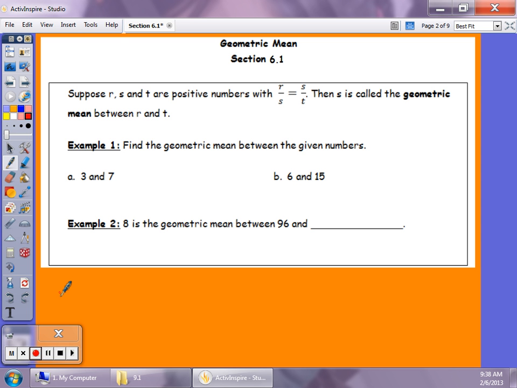So remember, from the proportion, r and t are going to be represented by 3 and 7. So we are trying to find s in this proportion, which is the geometric mean. So when we set up our proportion, we're going to take 3 over s and set that equal to s over 7. So if we use our properties for solving proportions, we're going to cross multiply. So s times s is s squared, and 3 times 7 is 21. So we know to get s by itself, we are going to take the square root of both sides. So in this case, the geometric mean between 3 and 7 is root 21.